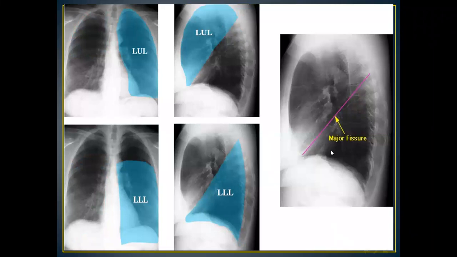On the left side, we have only the major fissure. There is no horizontal fissure, so we have the left upper lobe and the left lower lobe, as it is seen here. This is the left upper lobe on frontal and lateral chest X-ray, and this is the left lower lobe on frontal and lateral chest X-ray.